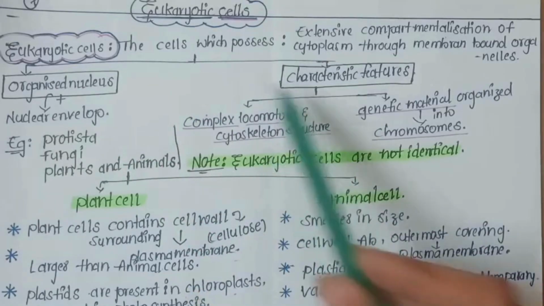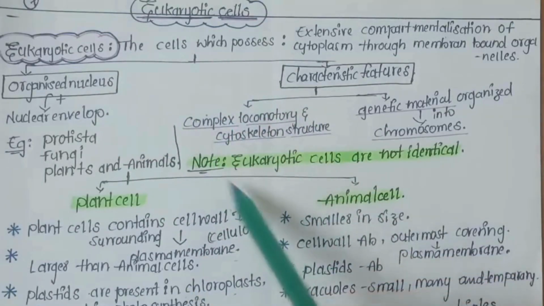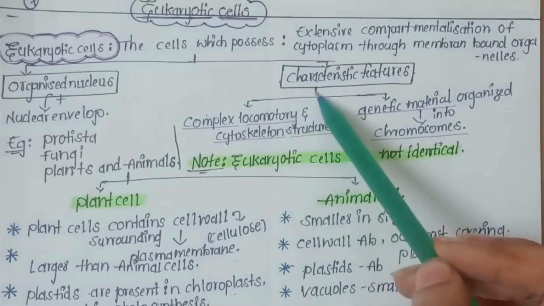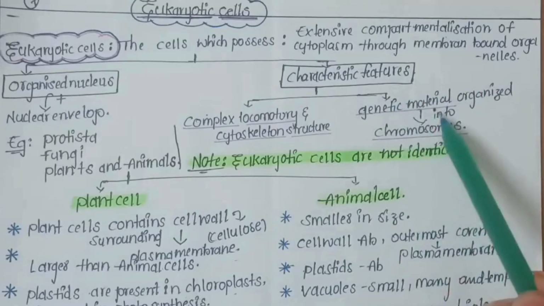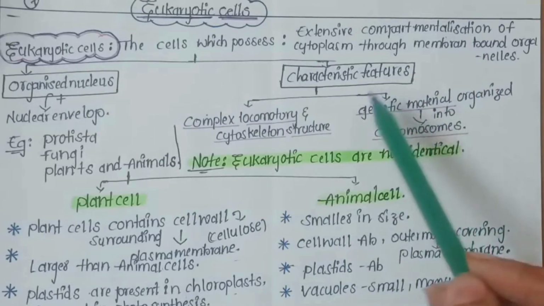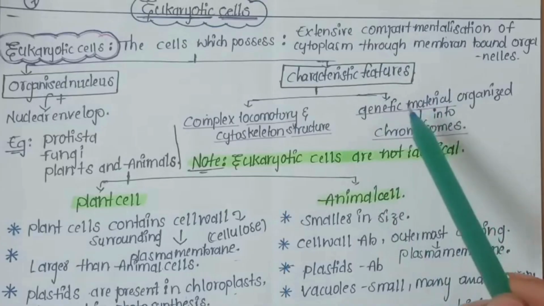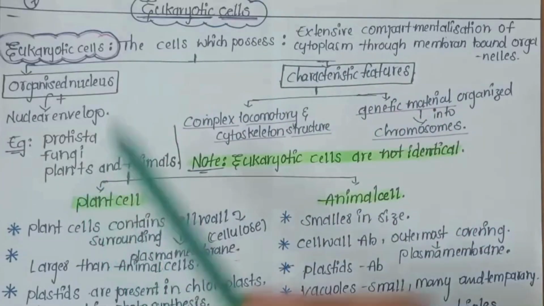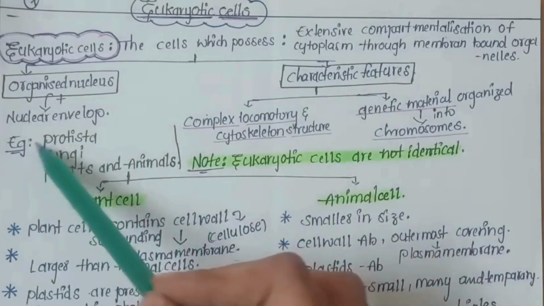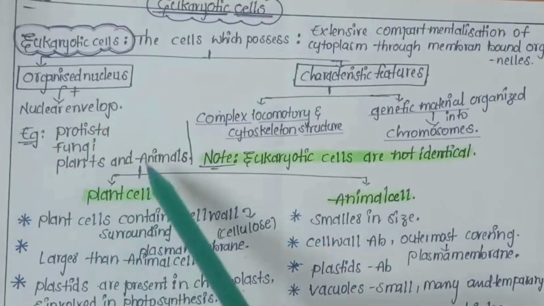It also contains complex locomotory and cytoskeletal structures which help in locomotion, and these provide strong structural support to the cells. The genetic material is organized into chromosomes, where the nucleus is covered by a nuclear membrane. Coming to the examples of eukaryotic cells, these are protista, fungi, plant and animal cells.